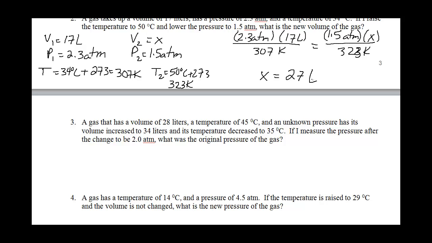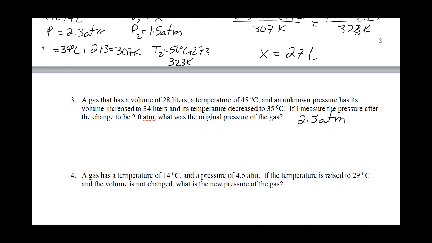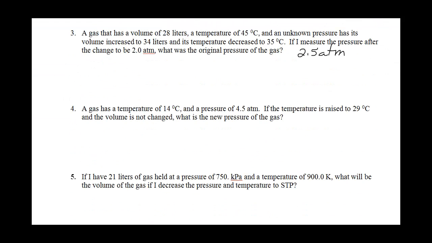Okay, so let's kind of look at the others. I want you, looking at this, I want you to try this. What answer should you have gotten? You should have gotten, as your answer, 2.5 atmospheres. Try that. Let me know if that's what you got. And we're going to start with this the next day, next day being Wednesday.